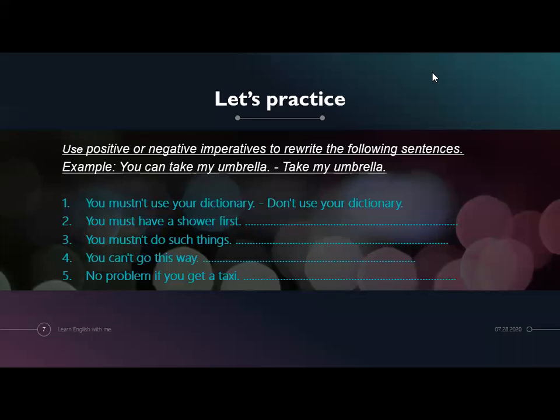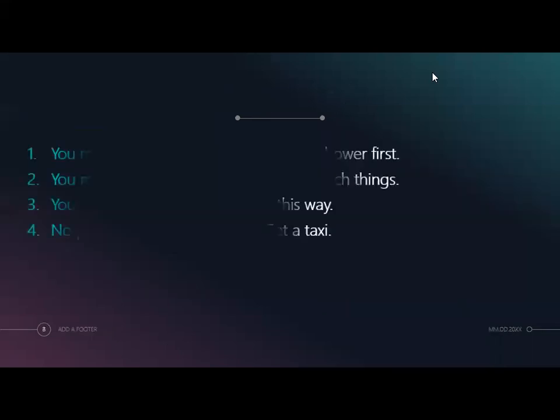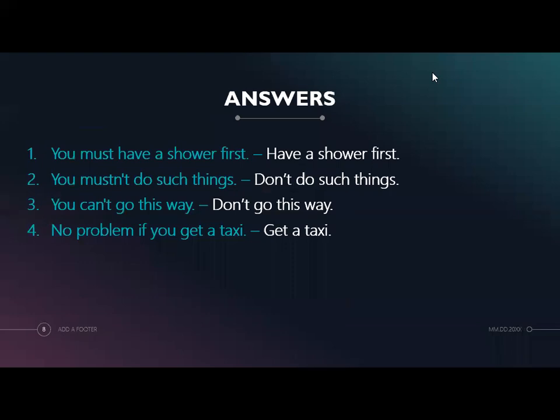All right, let's see the answers. Here they are. The first one, have a shower first. Second, don't do such things. Third, don't go this way. And the last, get a taxi. It's really easy. And now we are going to see another type of question that you normally have to face in your term exam papers at school.